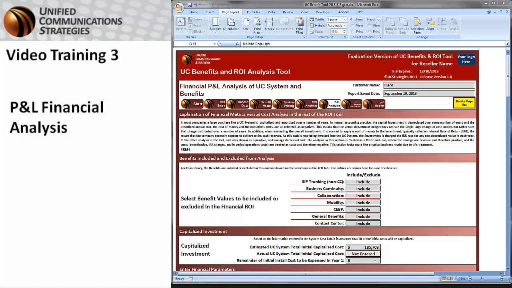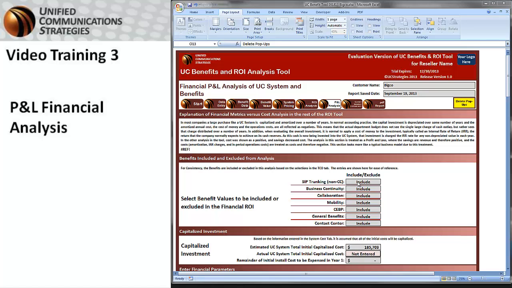Next, let's look at the P&L, or financial or depreciation analysis. And what you see is exactly the same thing. The capability at the top to have included or excluded. These are actually controlled from the ROI analysis. So that actually sets this for all of these analyses together.